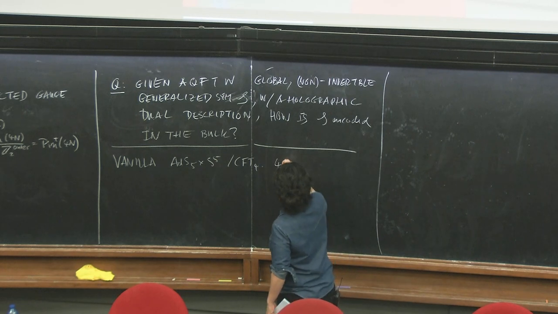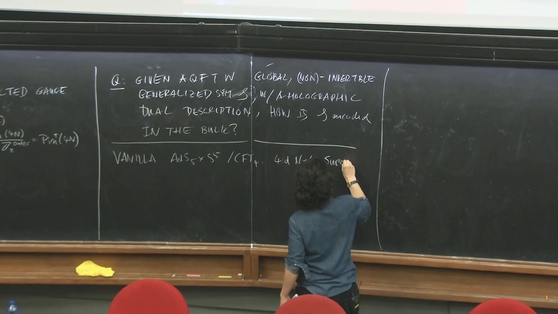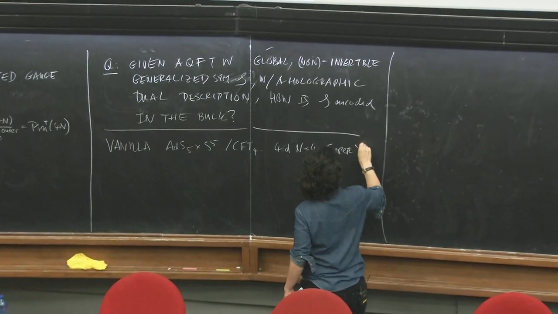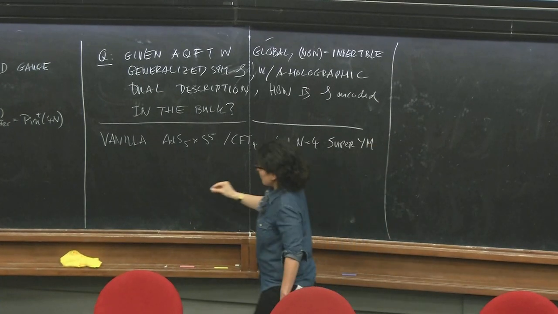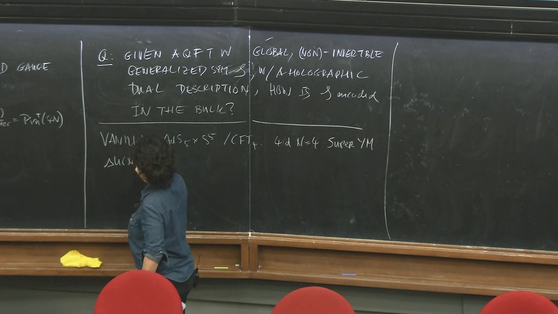So we have 4d N=4 super Yang-Mills, and, well, let's say with gauge algebra SU(N).